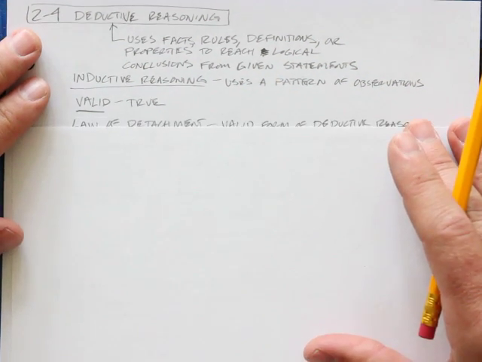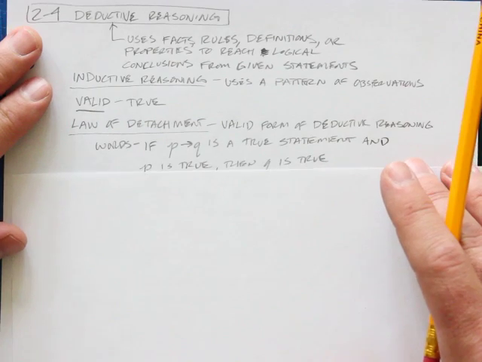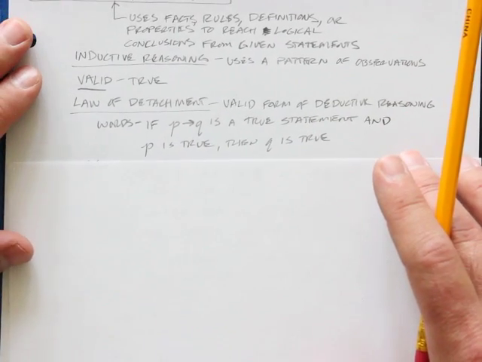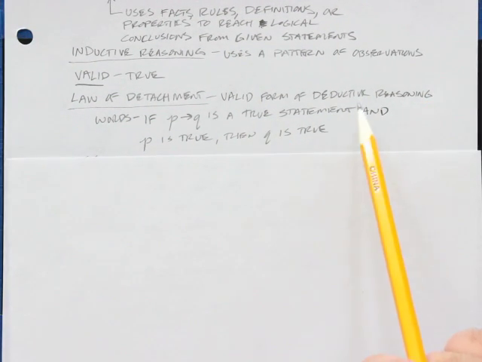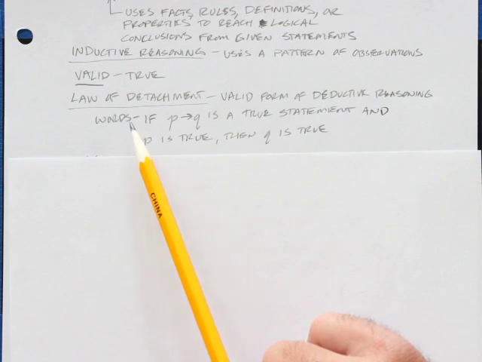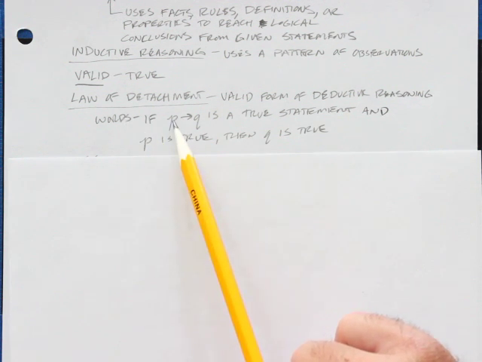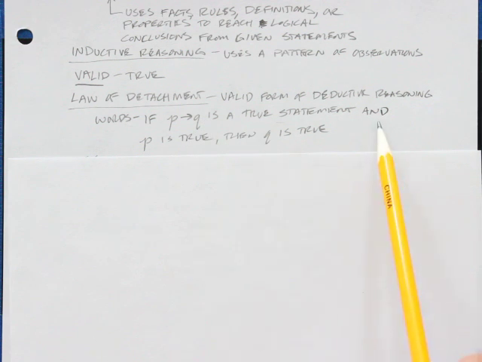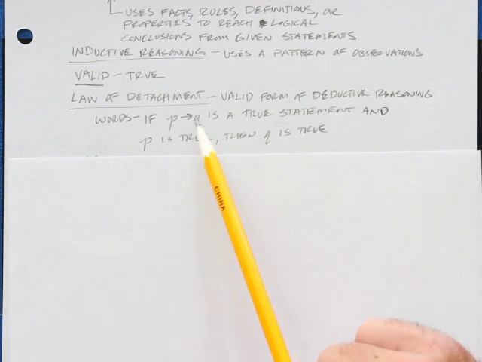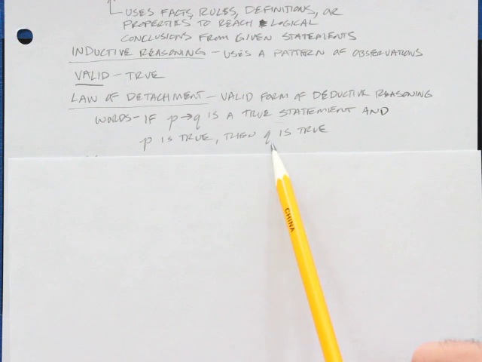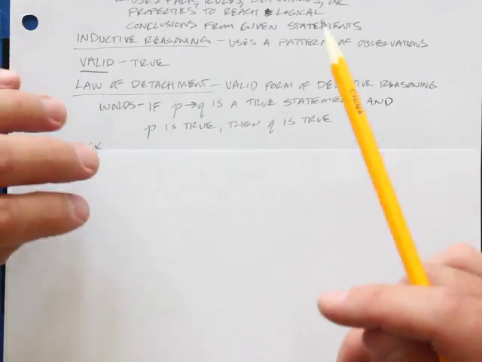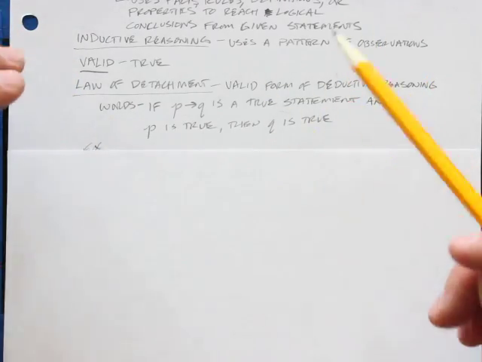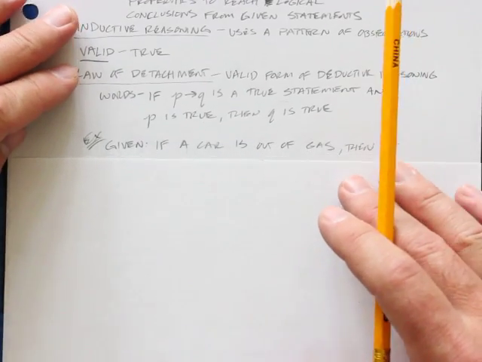Okay, so now let's do the law of detachment, and then we'll do an example here. The law of detachment is a valid form of deductive reasoning, and it says this. If P then Q is a true statement, and P is true, then Q is true. So if this whole thing is a true statement, then we know that if P is true, then Q is also true. Now let's look at what that might look like. Hopefully you are pausing and writing down things and then unpausing and continuing on.